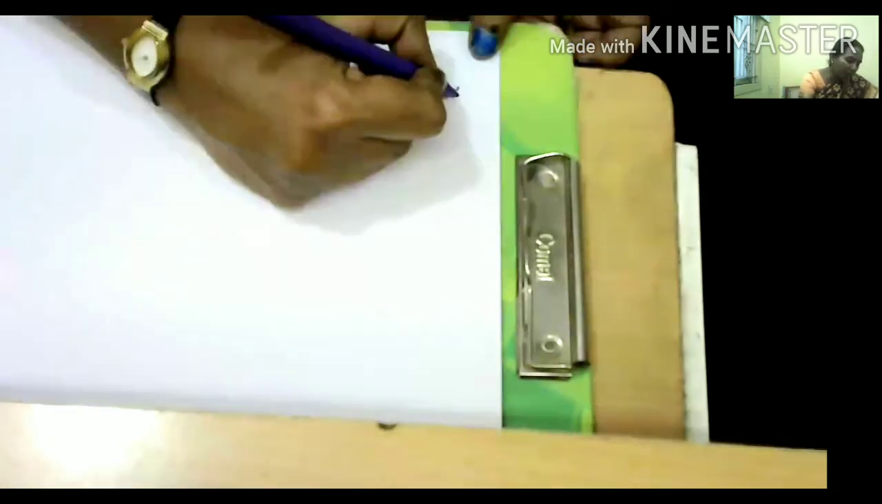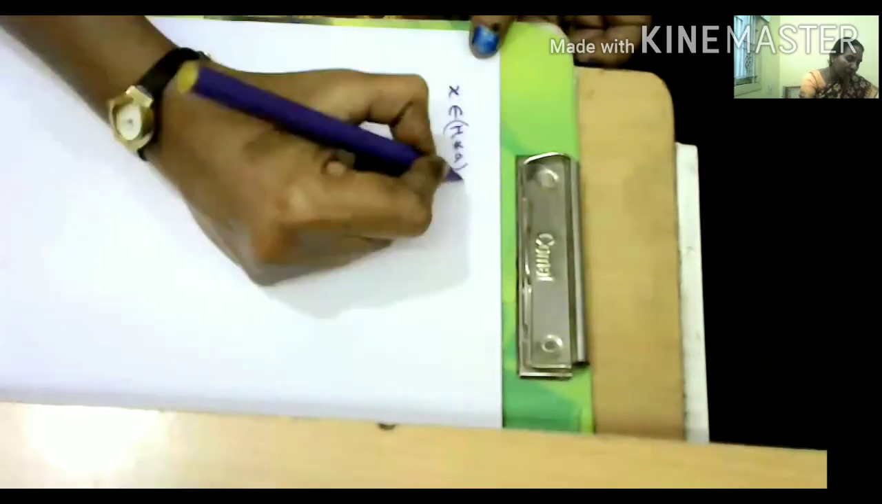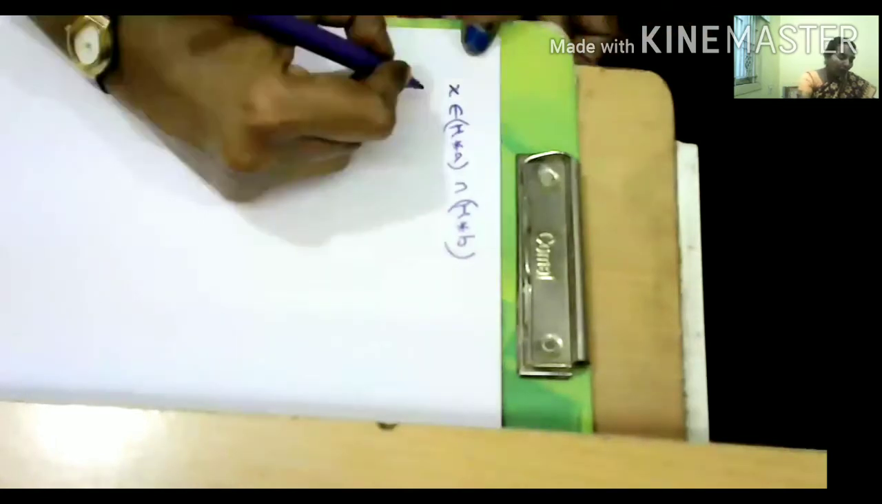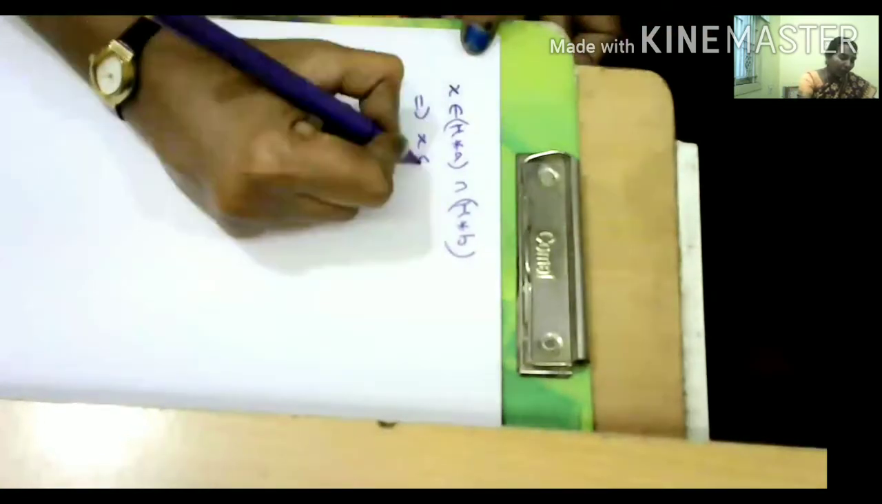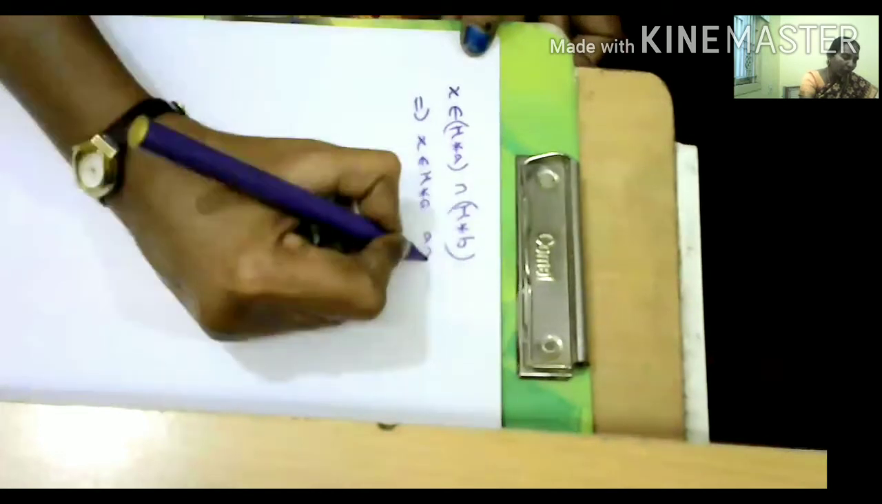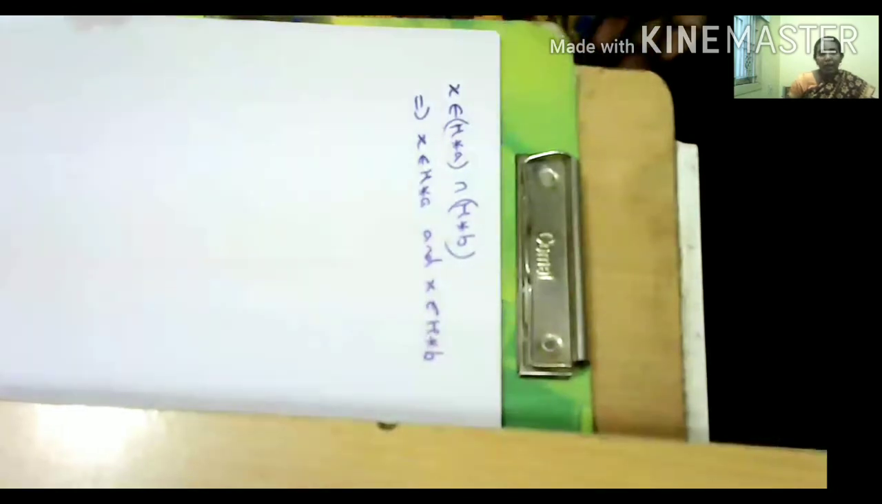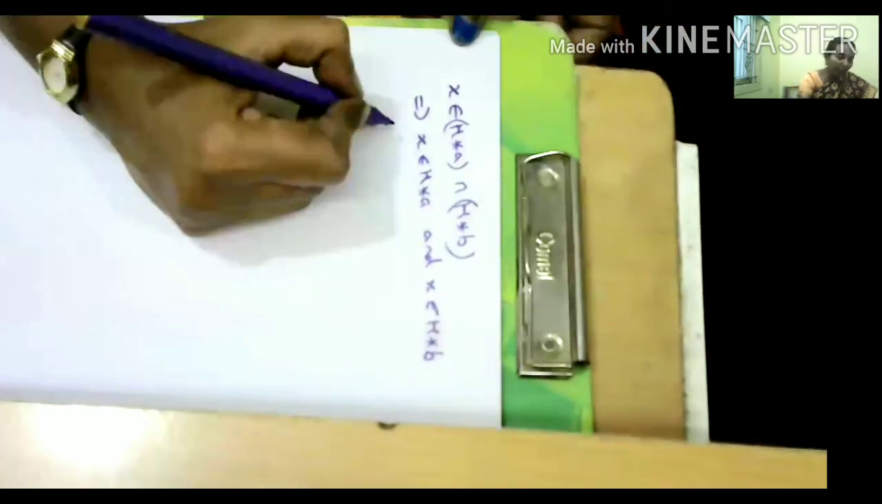So I am taking that element to be X. X belongs to H*A intersection H*B. By using the basic definition of intersection, we can write that X belongs to H*A and X belongs to H*B. So X belongs to both H*A and H*B.